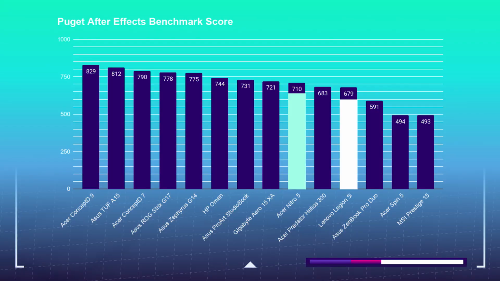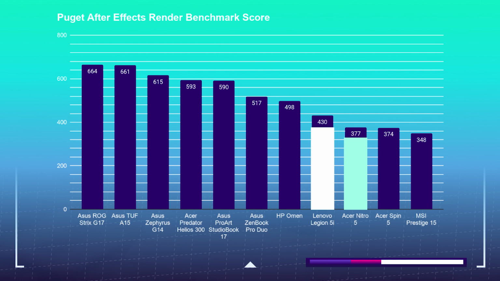In After Effects, the Acer Nitro 5 pulls ahead, but not by a lot. It scored a 710 versus the Legion 5i's 679. But for the render benchmark, due to the Legion 5i's more powerful 1660 Ti GPU, it outperformed the Nitro 5's GTX 1650 by quite a bit. The Legion 5i scored a 430 and the Nitro 5 scored a 377.